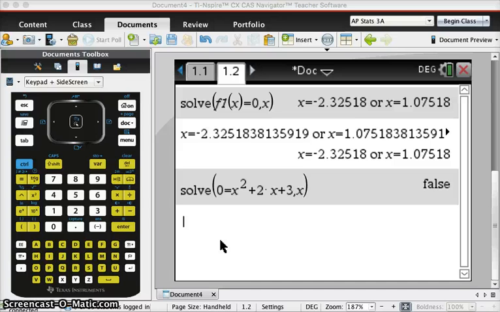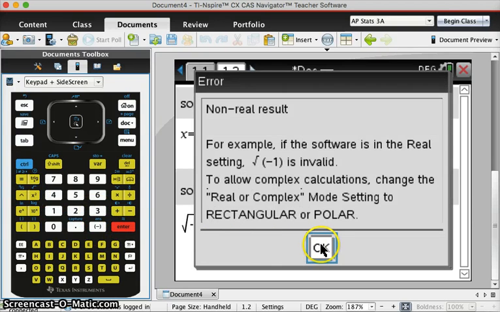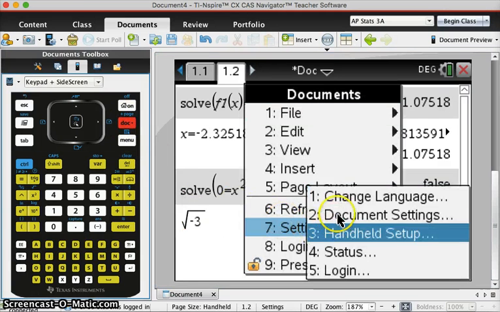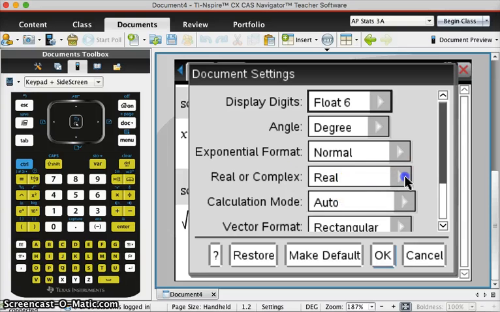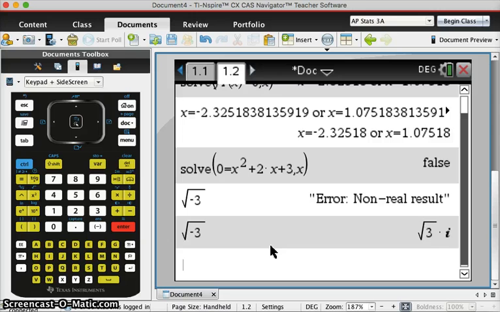I may have said something in class, or you might know about this. The calculator will deal with complex numbers. Like, watch this. I have it in the mode where it'll actually deal with complex numbers. Oh no, it doesn't. Oh, okay. So that's the message you get if your calculator is not ready to deal with complex numbers. It'll say put it in rectangular or polar mode, which is not bad. Doc 7.2. Change real or complex to rectangular. And then let's try this again. That'll at least give you the I symbol.